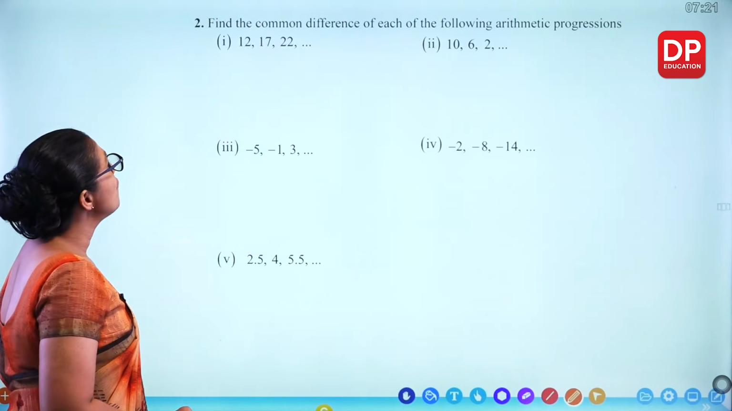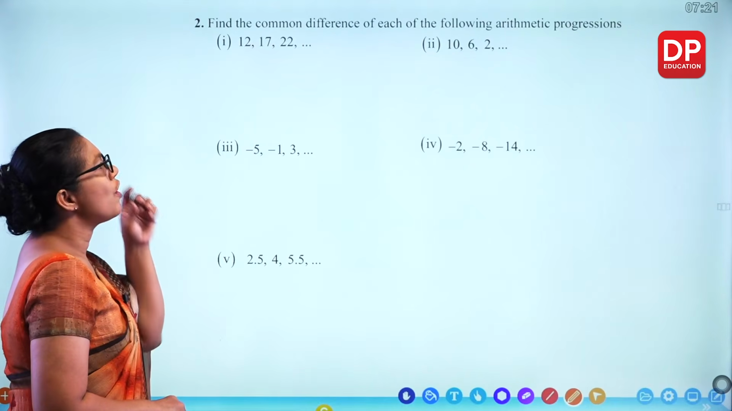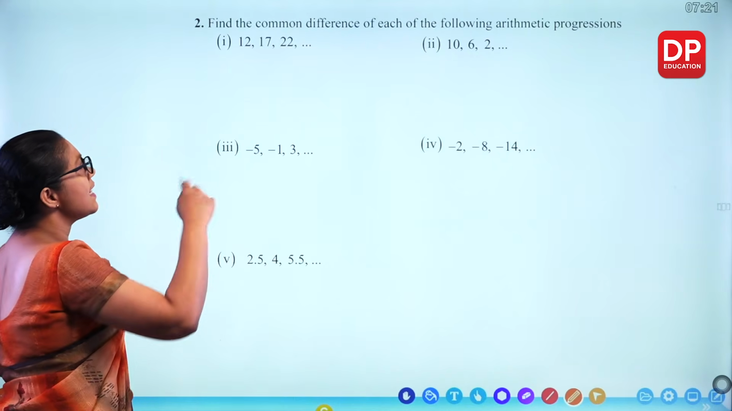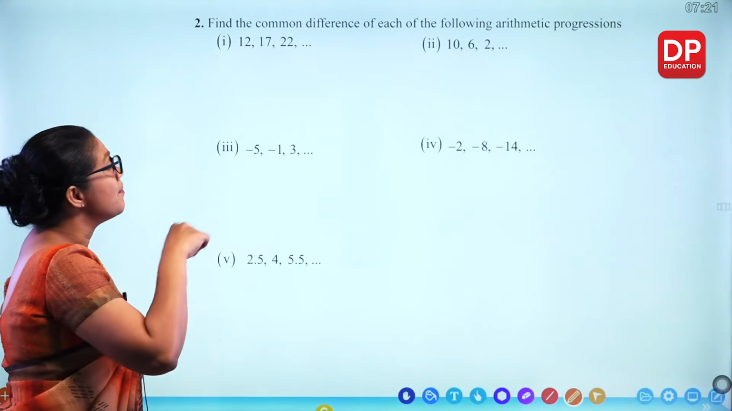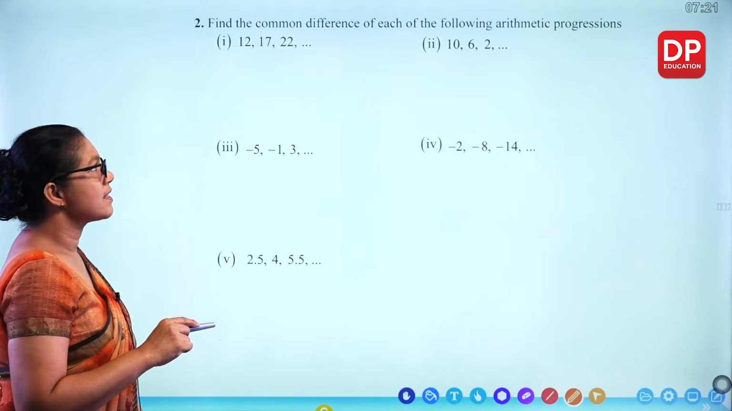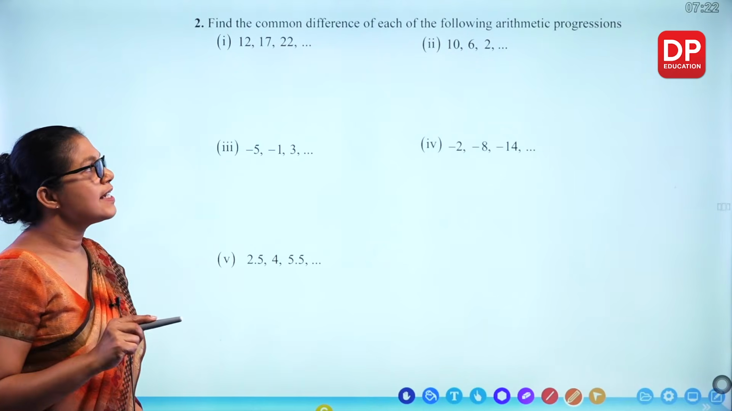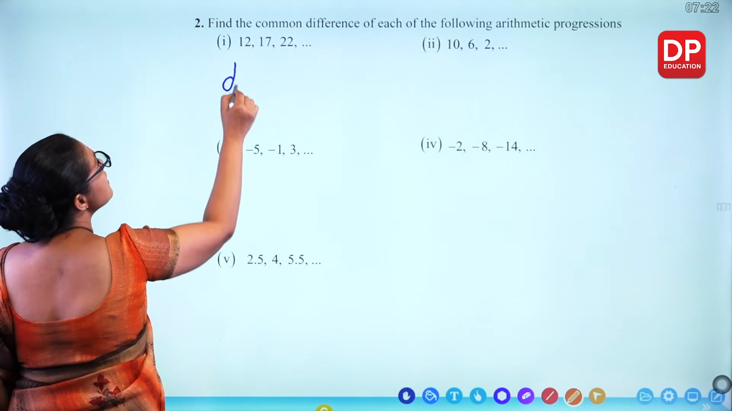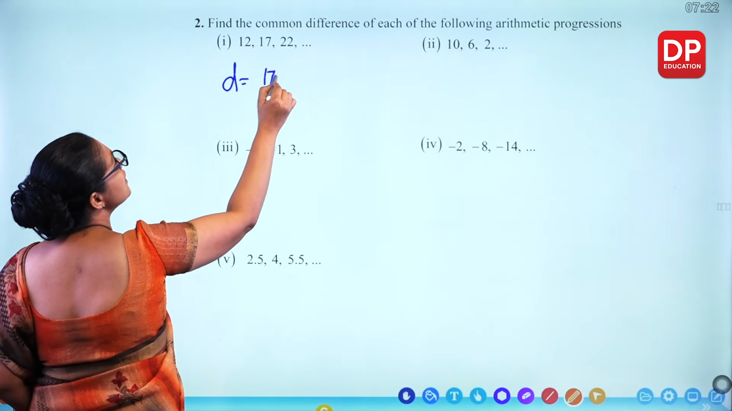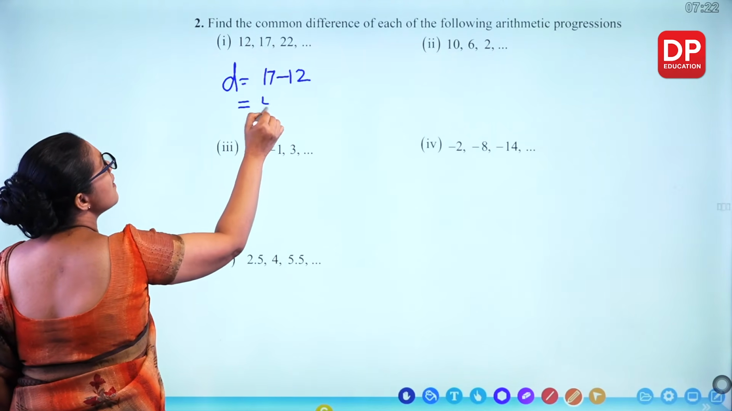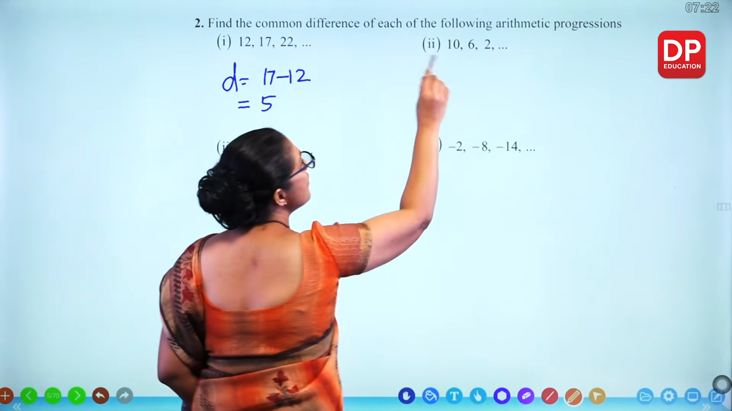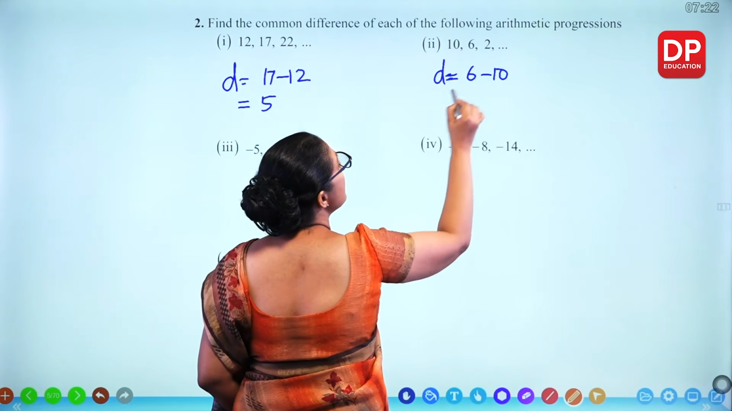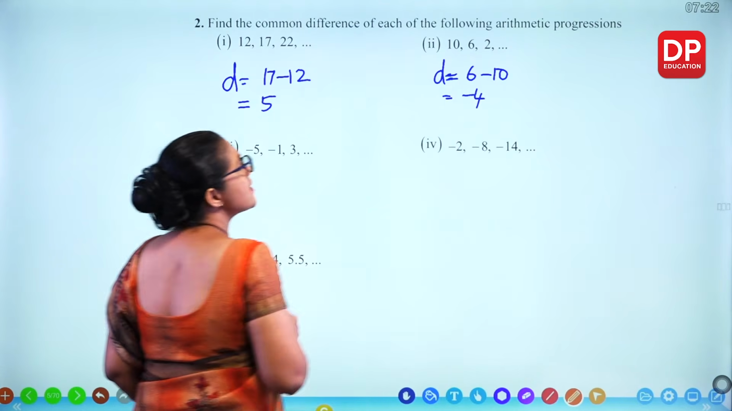Question number 2. Find the common difference of each of the following arithmetic progressions. So, you can take any term and take the next term, previous term and subtract. It says arithmetic progression, so you can take any two terms. I'll take first two, 17 minus 12, I get 5. This one, D equals 6 minus 10, minus 4.